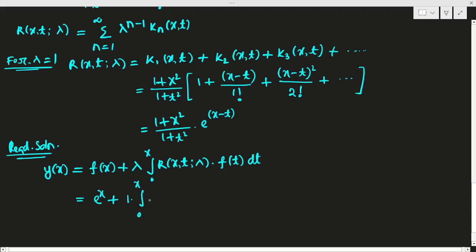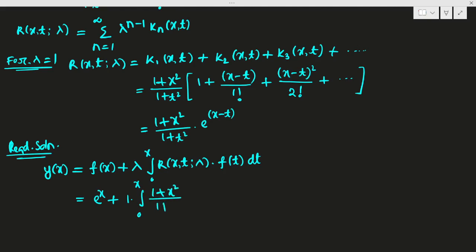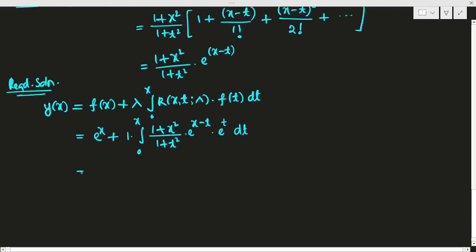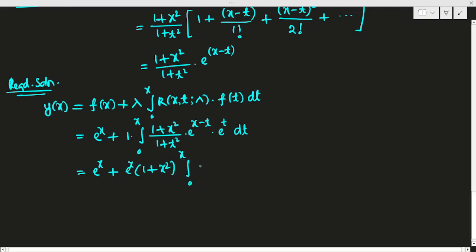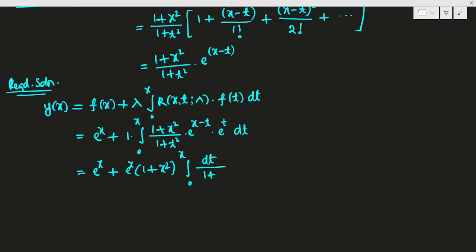So 1 integral over 0 to x. Here we get R(x,t;lambda), that is (1 plus x square) by (1 plus t square) into e to the power (x minus t). And f(t) is e to the power t, so it will be e to the power (x minus t) into e to the power t dt. So see here minutely that it will be e to the power x plus, here we can take out of the integral 1 plus x square, and here minus t plus t will be cancelled and remaining is e to the power x. So we can take out e to the power x into (1 plus x square), and inside the integral it will be dt by (1 plus t square).